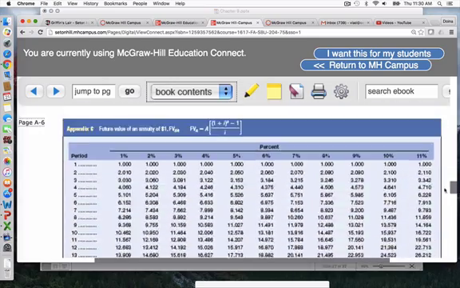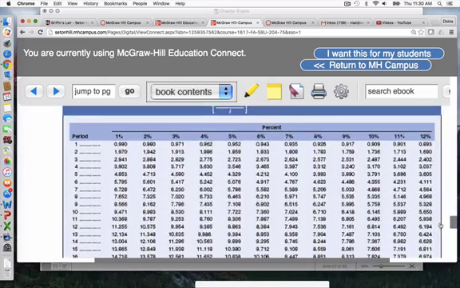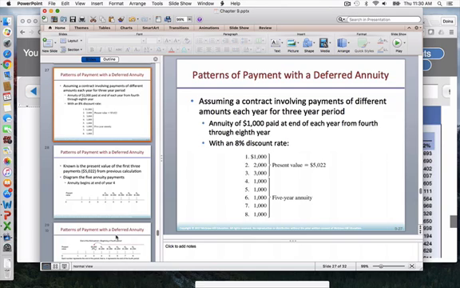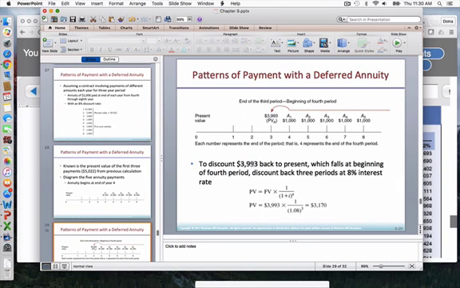Let's see what's the number there. Appendix D, n equals 5, interest rate 8%. 3.993 times 1,000. So that's going to be 3,993. Okay, that's the present value of all these 1,000 payments discounted for 5 years. But the problem is here we are not done, because those payments only start year 4.